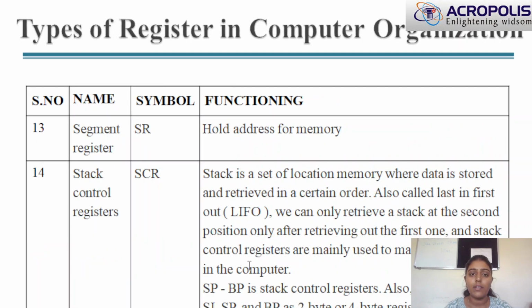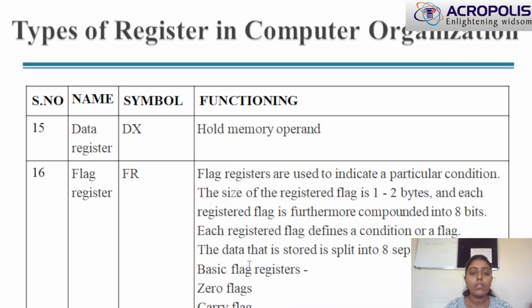The next register is the segment register, SR, which holds addresses from memory. Up next is the stack control register, SCR. A stack is a set of memory locations where data is stored and retrieved in a certain order. The next register is the data register, DX, which holds the memory operand. The next one is the flag register, that is FR. Flag registers are used to indicate a particular condition.